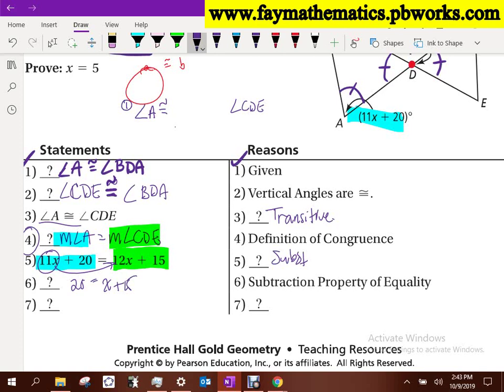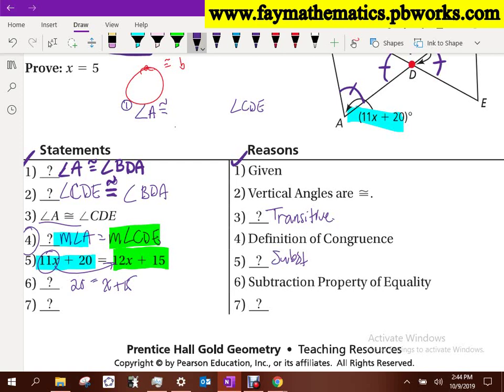You can leave the 11x where it's at, move the 20 over, okay, and get 11x equals 12x minus 5. You can move the 12x over and get negative x plus 20 equals 15. Or you can move the 15 over and get 11x plus 5 equals 12x. There are 4 different things you could write there. Does that make sense? Okay.